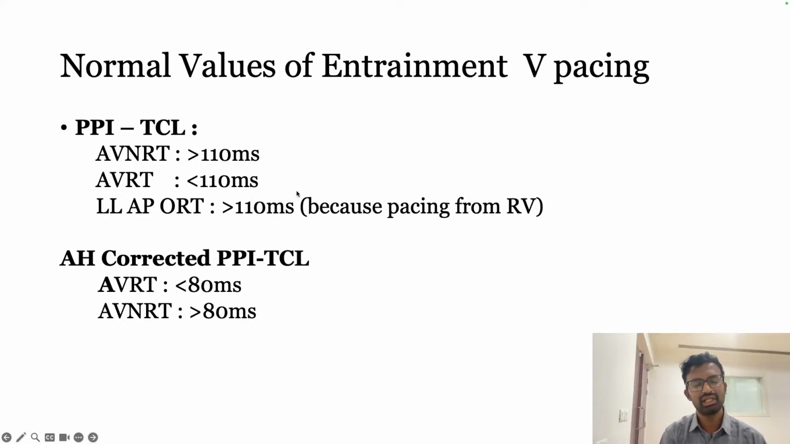On some occasions, in left lateral accessory pathways, it may be more than 110 milliseconds, because we are pacing from the right ventricle, so the circuit is far away and the other circuit is going from the other side. For AH corrected PPI minus TCL, AVRT is less than 80 milliseconds and AVNRT is more than 80 milliseconds. There are other things too, that is the entrainment response. If it is a VAAV response, that is AT; a VAV response is AVNRT or AVRT. I will show you in the next slides.